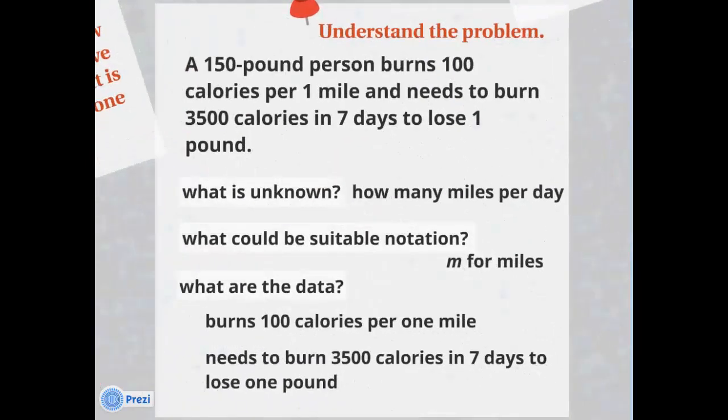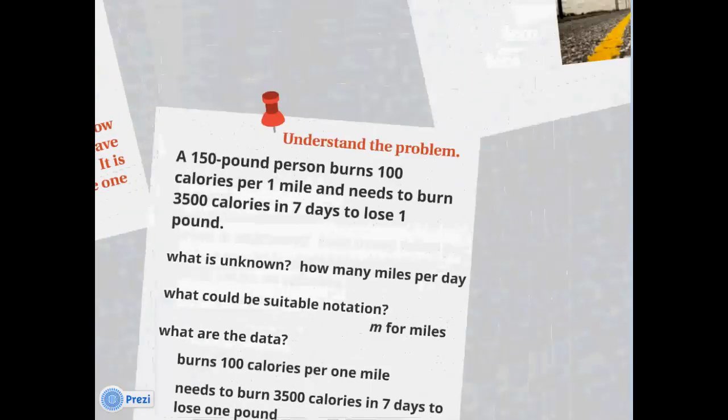All right, so let's begin to understand the problem. We need to figure out, well, what's unknown? At this point, how many miles per day is what's unknown. If we needed to use suitable notation, what could we use for the miles? Well, m. M's a great variable to remind us that it's going to stand in for miles, the unknown. What's the data? Well, burns 100 calories per 1 mile, and needs to burn 3,500 calories in 7 days to lose 1 pound. That's awesome.